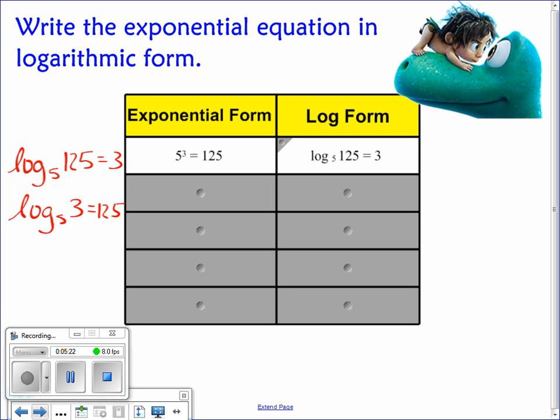So what would be a good way to kind of memorize how to do this? The 5, the big number, is which part? That's your base, so it's the first number you're writing in, right? And then these are the opposite direction. So the 125 jumps across the equal sign and 3 hops over the other side. It's kind of backwards. So 81 to the 1/4 equals 3.